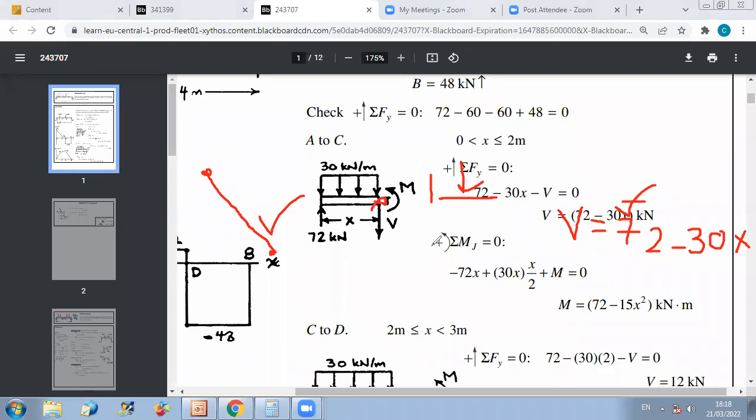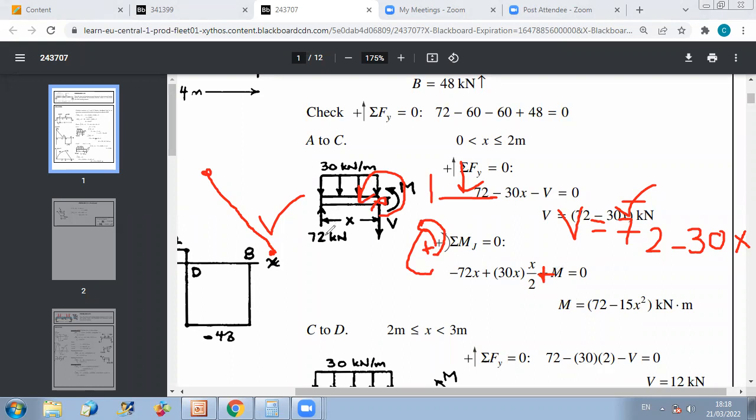And I take a positive convention. I consider, let's say, the positive convention is counterclockwise. Already, my bending moment is positive when compressing the upper part of the beam. So because I considered the left part, the bending moment is positive when it is counterclockwise. This is why I put here plus M first.